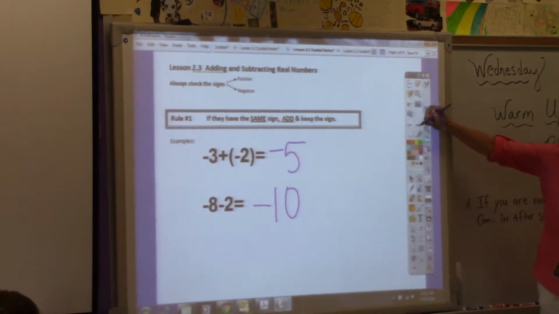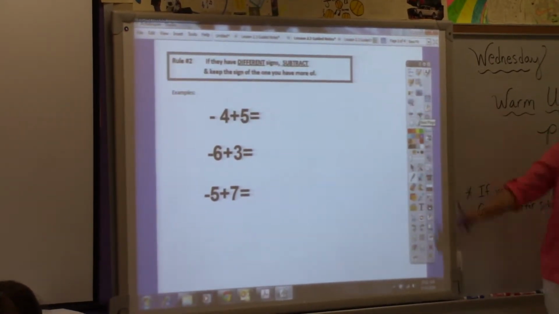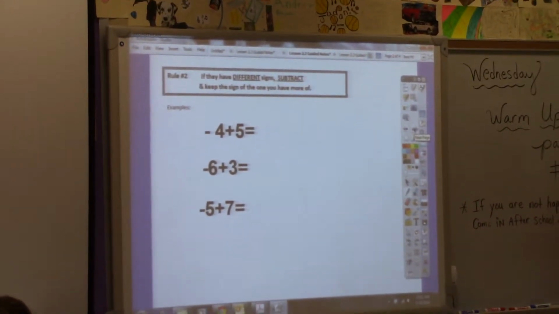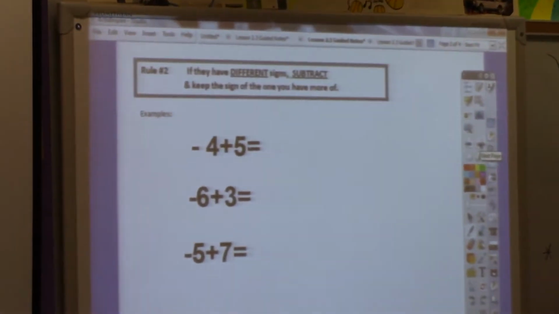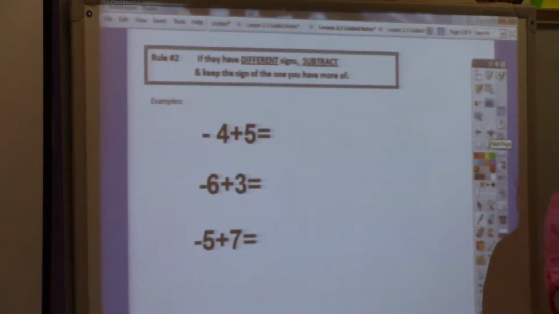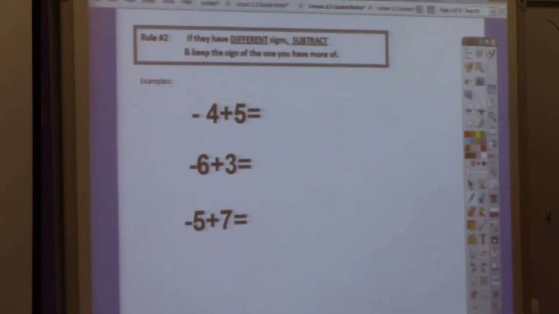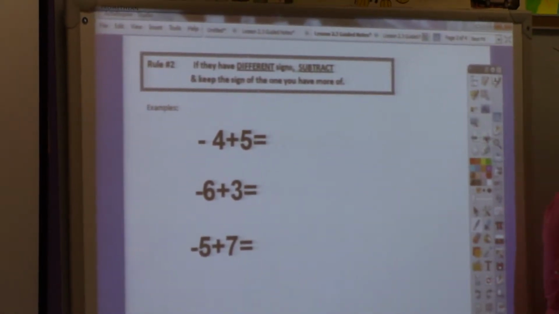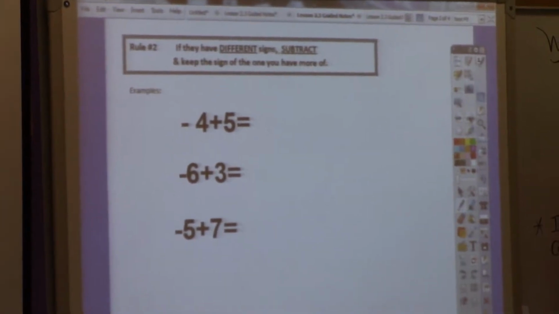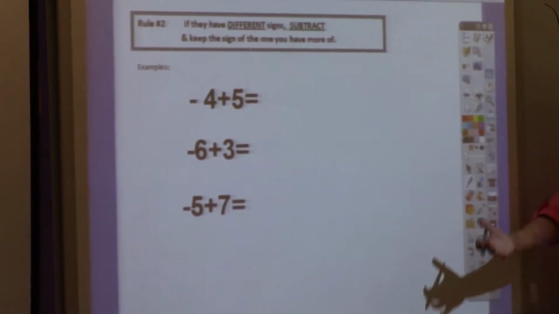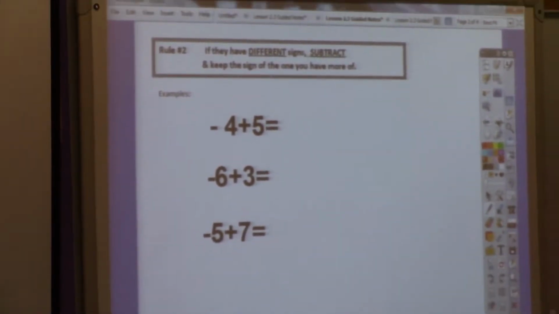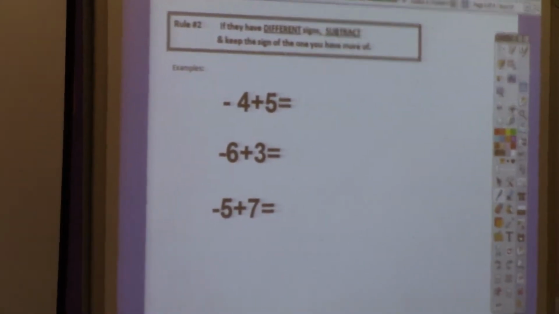Second rule. If they have different signs, meaning one of the numbers is positive and one of the numbers is negative, we're not going to add them. We're going to subtract them and keep the sign of the one we have more of. If we have more positives, we'll make it positive. If we have more negatives, we'll make it negative.